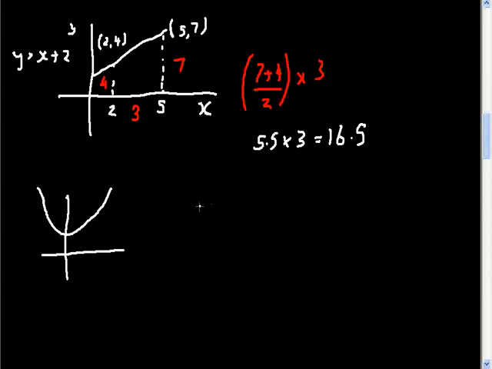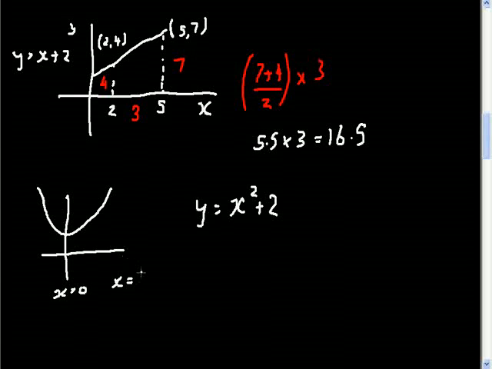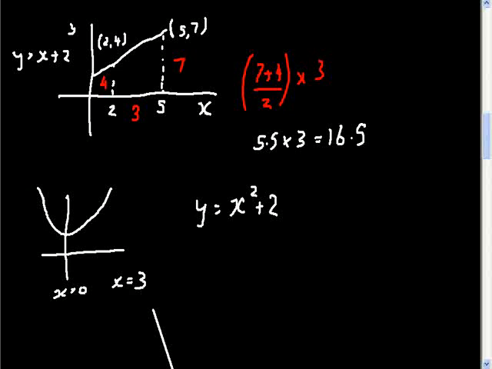A graph like this could have an equation y is equal to x squared plus 2. I want you to work out the area enclosed between the graph and the x-axis between x is equal to 0 and x is equal to, let me make that an even number, x is equal to 4.